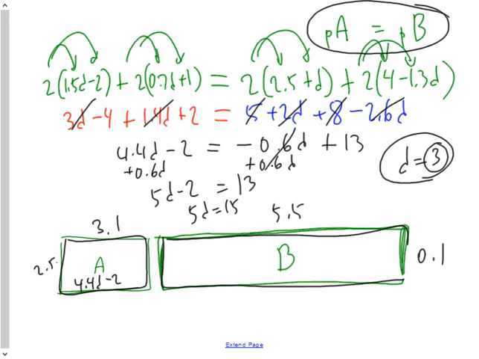Now, let's double check our answers. Since both perimeters were the same, 5.5 and 0.1 is 5.6. If I double that, that's 11.2 as a perimeter. Add up this, 2.5 and 3.1 is 5.6. 5.6 doubled, it also has a perimeter of 11.2. So it's true. The dimensions of both those rectangles: A is 3.1 and 2.5, and B is 5.5 and 0.1.